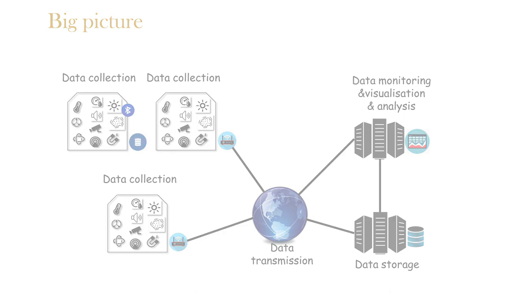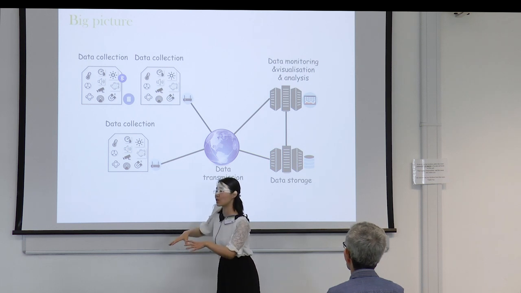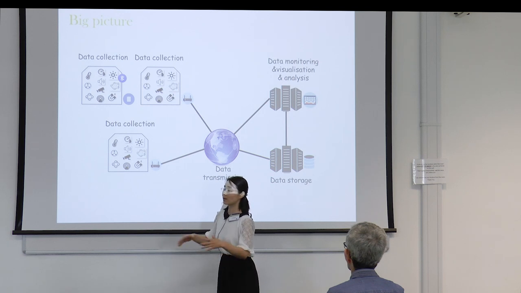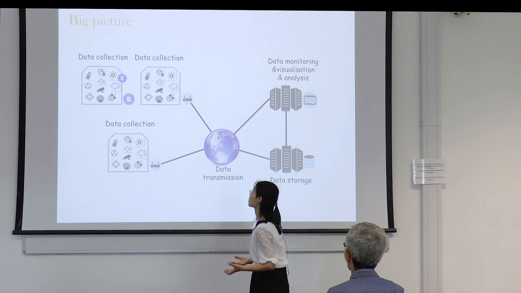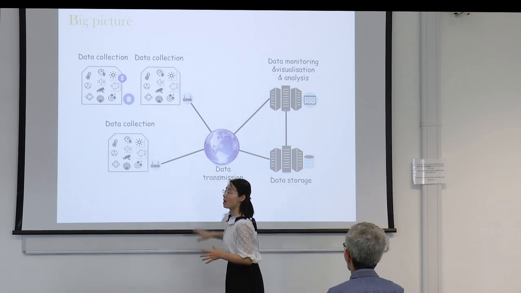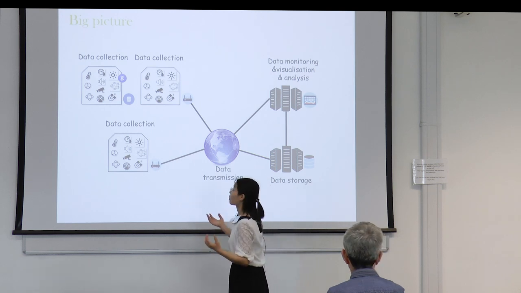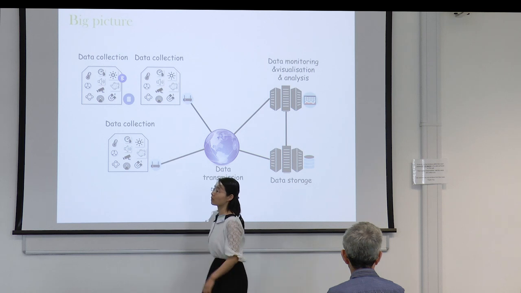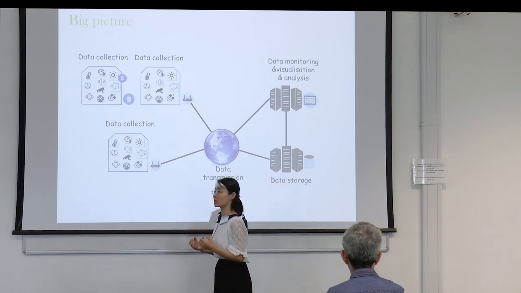Here you see a lot of different kinds of sensors that you can use. You put the sensors in the house, in a workshop, in any places that you are interested to research. Then you have different ways of transmitting the data, whether Wi-Fi or Bluetooth or any kind of technologies you can use.